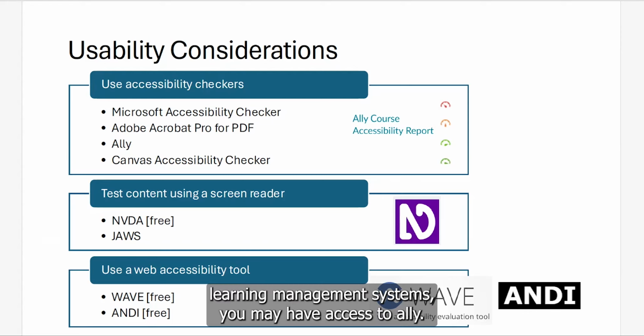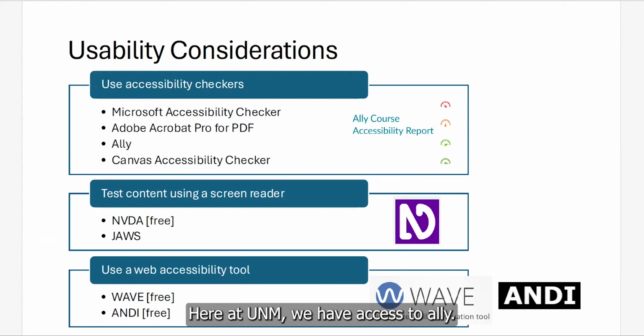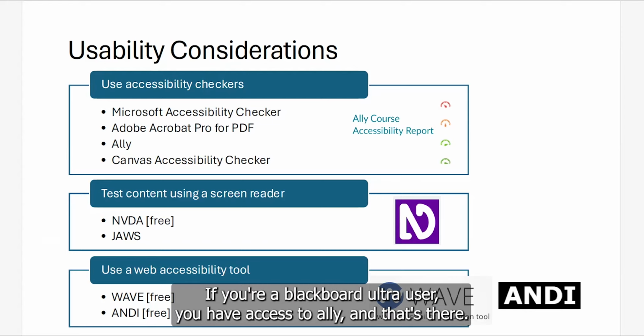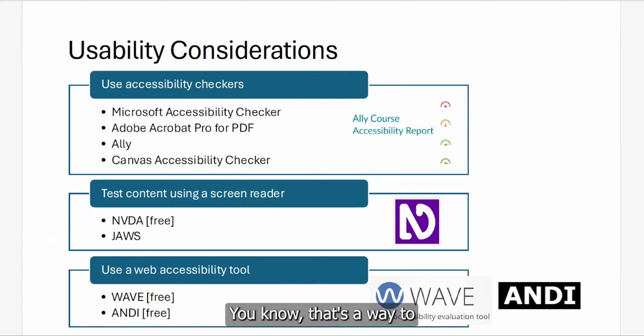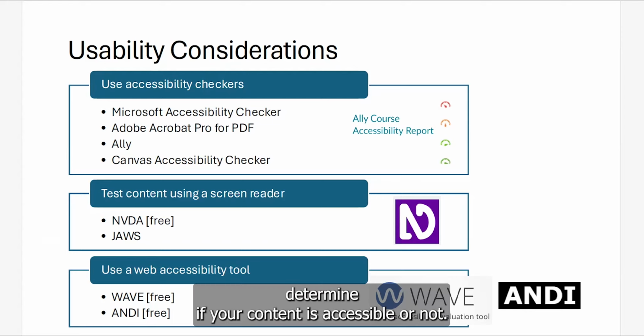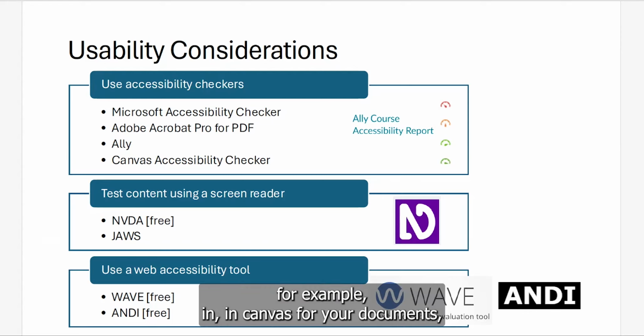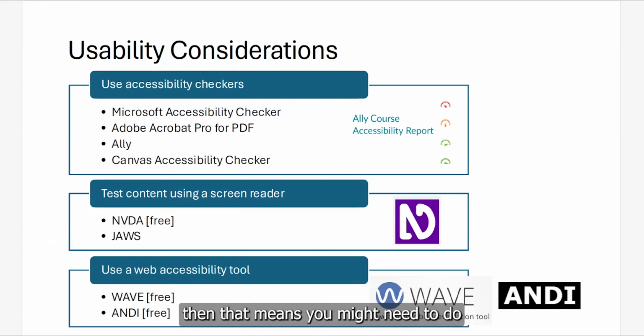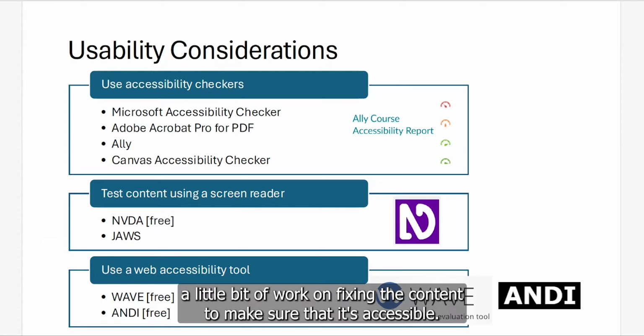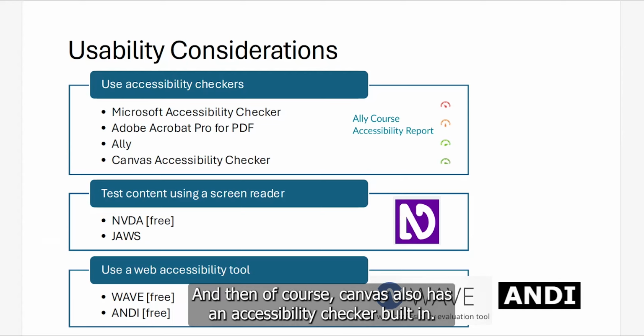For some learning management systems, you may have access to Ally. Here at UNM, we have access to Ally. If you're a Blackboard Ultra user, you have access to Ally, and that's a way to determine if your content is accessible or not. So if you see a little red gauge, for example, in Canvas for your documents, then that means you might need to do a little bit of work on fixing the content to make sure that it's accessible. And then, of course, Canvas also has an accessibility checker built in.